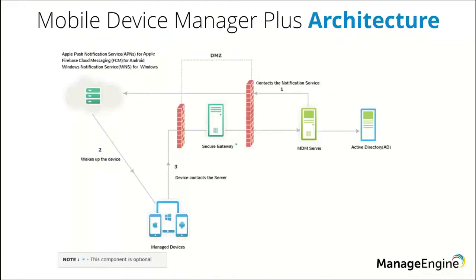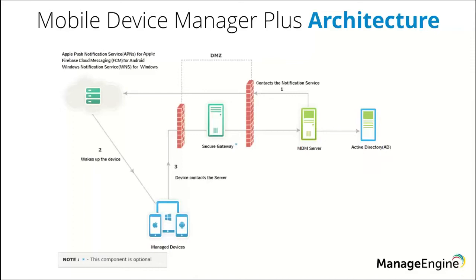Let us take a look at the architecture of MDM now, which comprises 3 major components: MDM server, notification services that is provided by the OEM vendors, and the devices to be managed. MDM makes use of the notification services, which are APNS, that is Apple Push Notification Service for Apple, Firebase Cloud Messaging for Android, and Windows Notification Service for Windows. So it makes use of the corresponding notification service to wake the devices, and the device in turn contacts the MDM server to receive the commands to be executed.